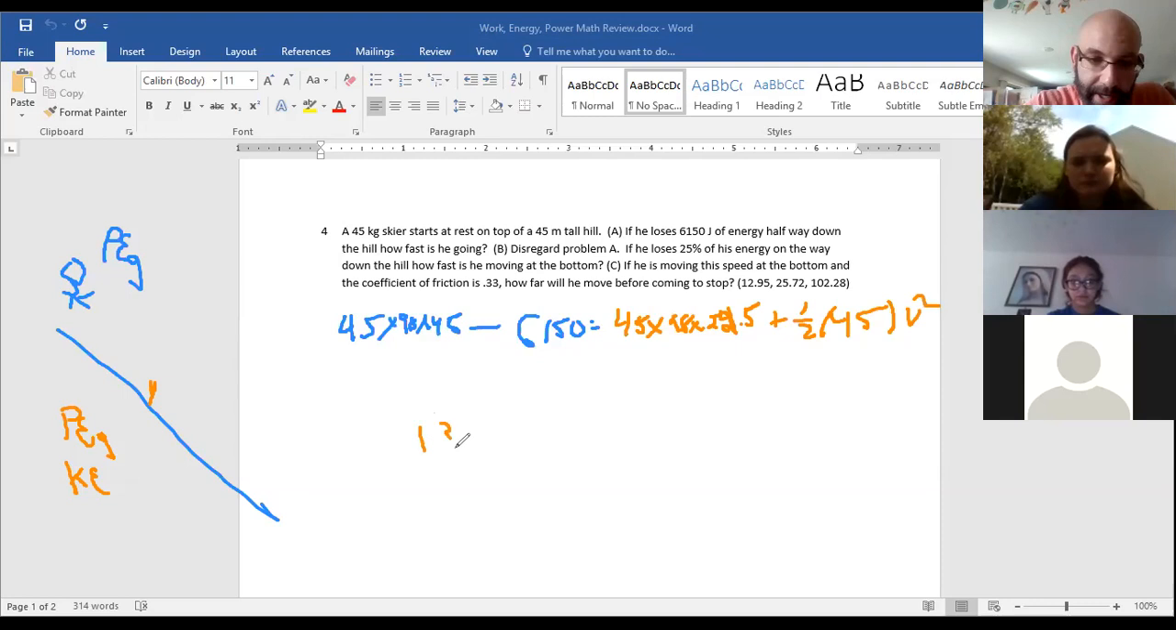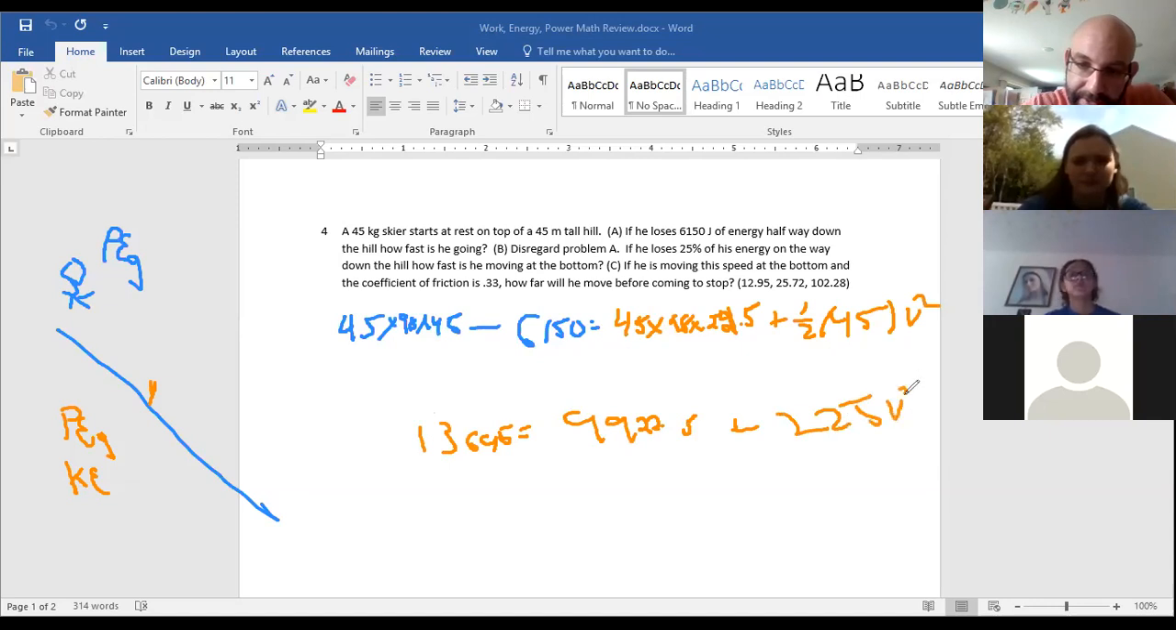this is 13,695. And then on the other side, we have 45 times 9.8 times 22.5. This is 9,922.5. And then plus 22.5 v squared. So we can subtract that 9,922.5 number over, divide by 22.5, and then we'll just take the square root, and you get 12.948, or as I put there, 12.9.